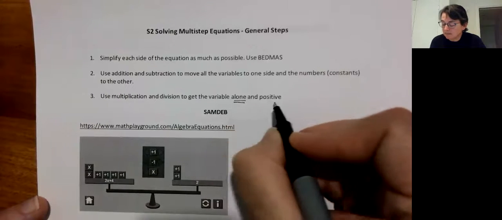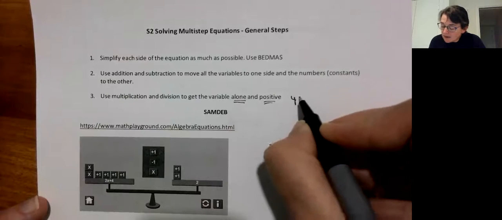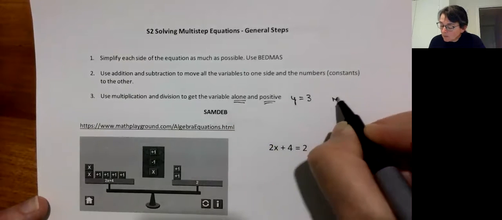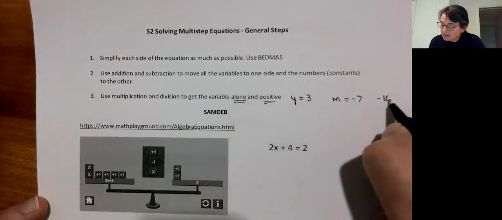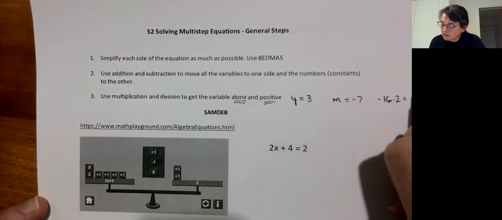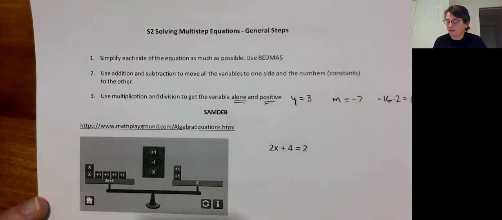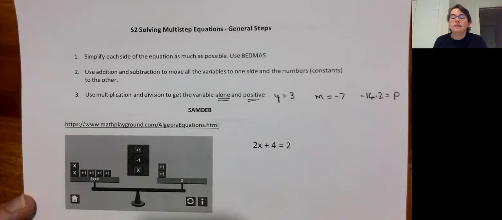That's when you're done. When you have y is equal to 3, or m is equal to -7, or -16.2 is equal to p. That's when you're done.